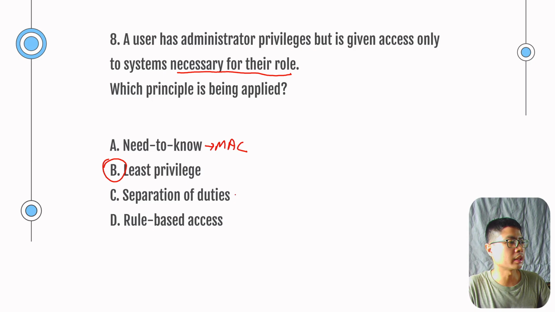Separation of duties, again, there are two parties involved in separation of duties. Over here in this question, there's only one party, which is the administrator, or the user itself. And there's no rules that we're looking at here. So least privilege means you only have access to what is strictly necessary for your role. And so the answer for this question would be B.